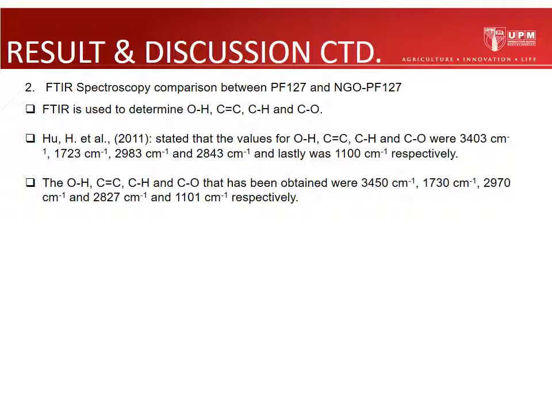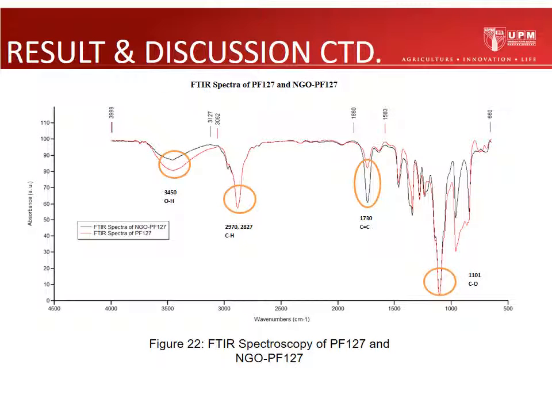Okay, now move to FTIR spectroscopy comparison between PF127 and NGO-PF127. Actually, PF127 and NGO-PF127 give the same value as the journal. So this is good. In figure 22, this is the FTIR spectroscopy of PF127 and NGO-PF127. As you can see in the circle, the results for PF127 and NGO-PF127 are actually the same, because it consists of the same component of PF127.